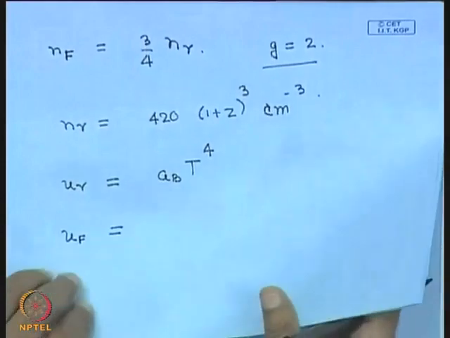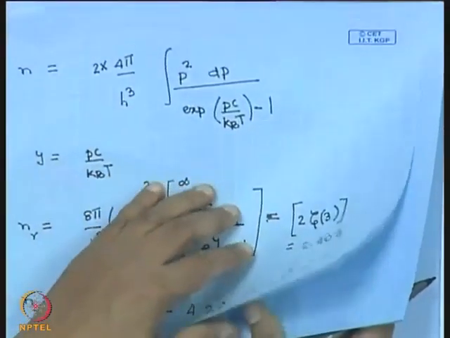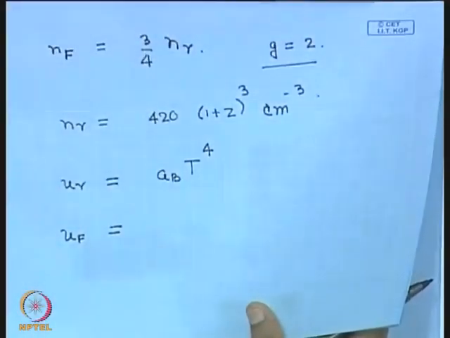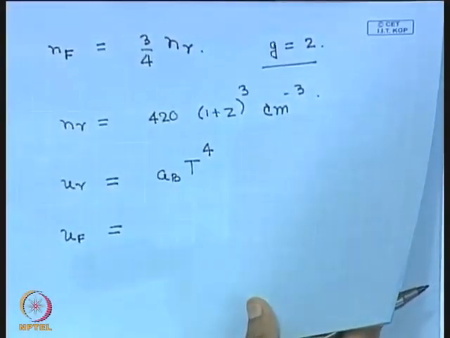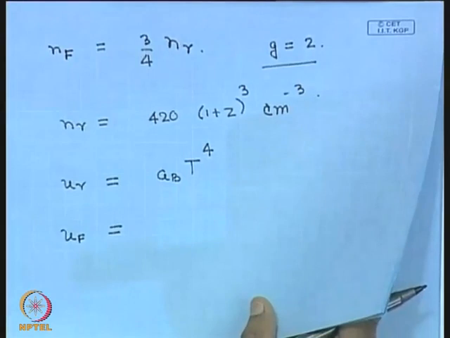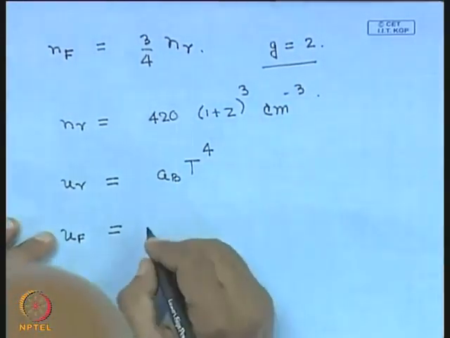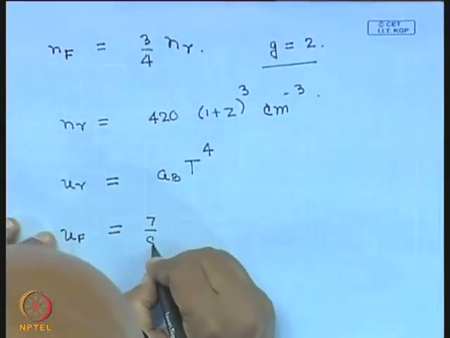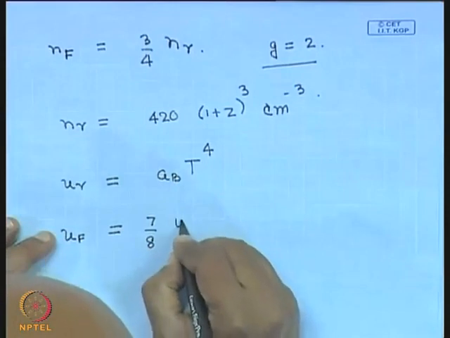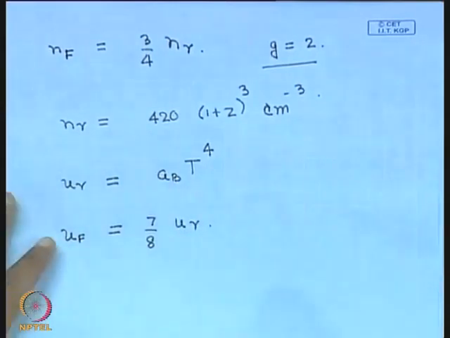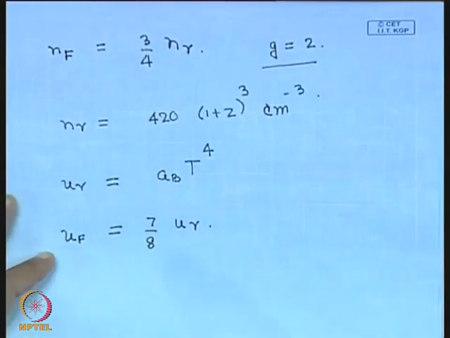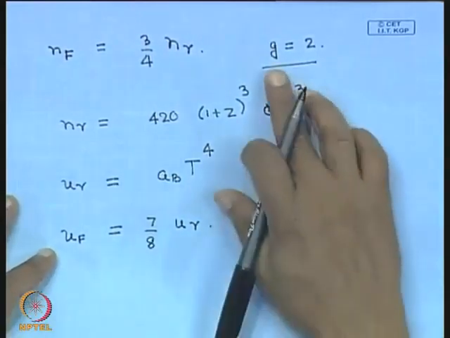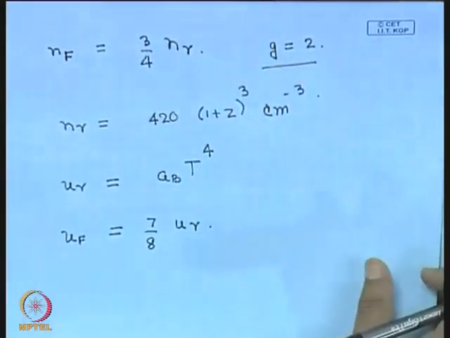for fermions you would have to put a plus sign here and repeat the same exercise. If you repeat the same exercise, you find that for fermions this ratio comes out to be 7/8. The energy density comes out to be 7/8 of that in the photons, assuming again that there are two polarizations for the fermions.